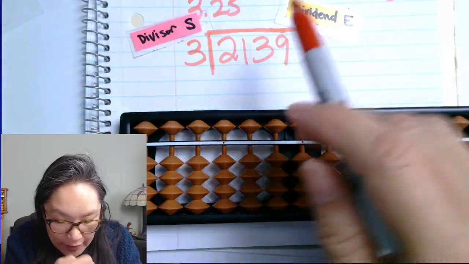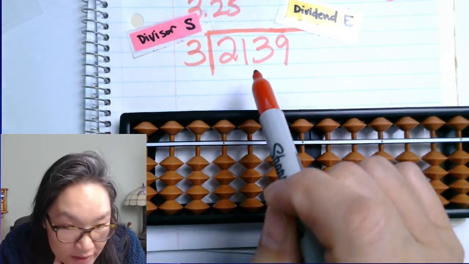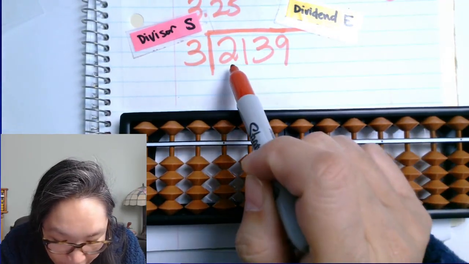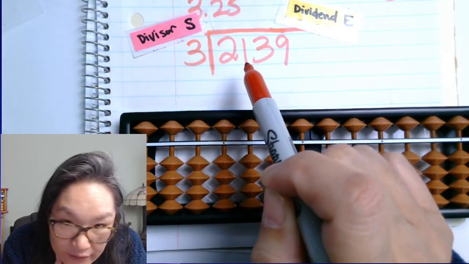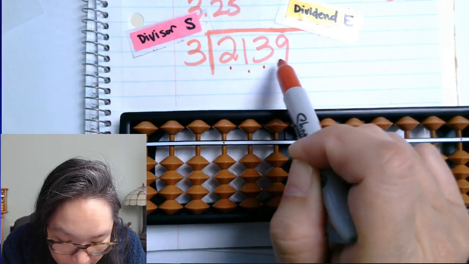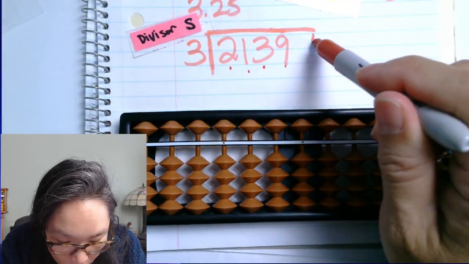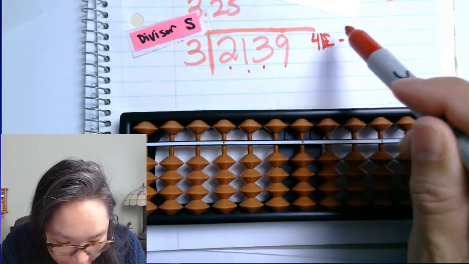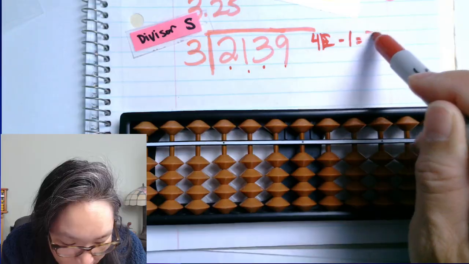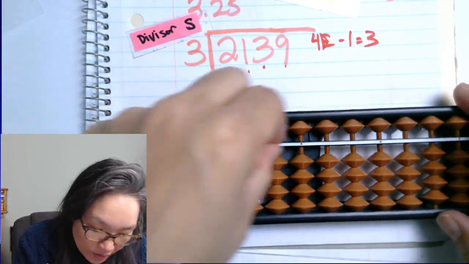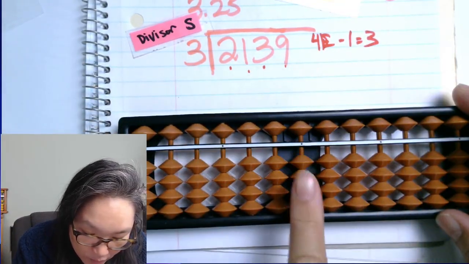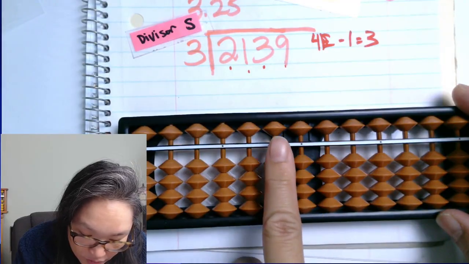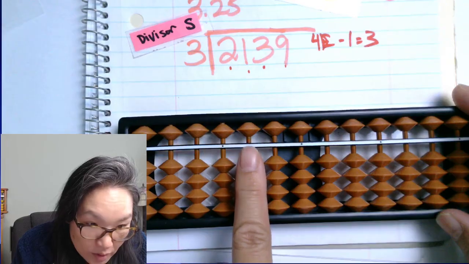Now, we have our dividend and our divisor. We have to count how many digits are in our dividend, right? We have 1, 2, 3, 4. We have 4 digits in the dividend, and then we have 1 digit in the divisor. So 4 take away 1 is equal to 3. That's easy. Why do we need to know that? We need to know it because then we know where to put our answer. 1, 2, 3. This is where we're going to put our answer.